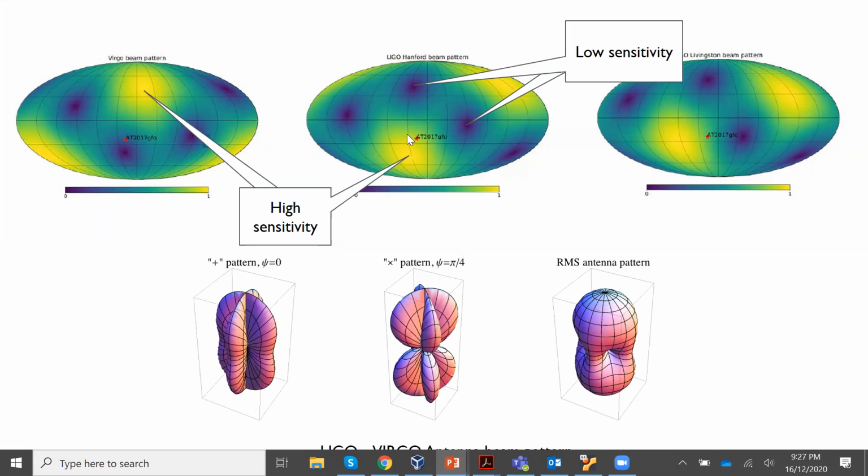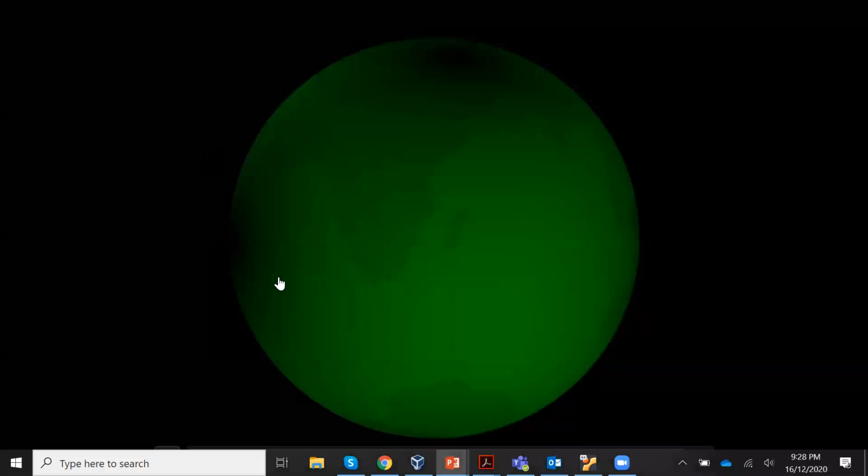Now, if there is a gravitational wave at the bright spot of two detectors and in the dark spot of another detector, then it is not going to be visible in that detector, and it is going to be visible in the other two, like we can see here for this event, which is denoted by the star. For this event, only Hanford and Livingston will be able to detect it, but not Virgo. But the interesting thing is that although Virgo is unable to detect this event, it can still contribute to localization. And how? Let us take a look at this video to find out.